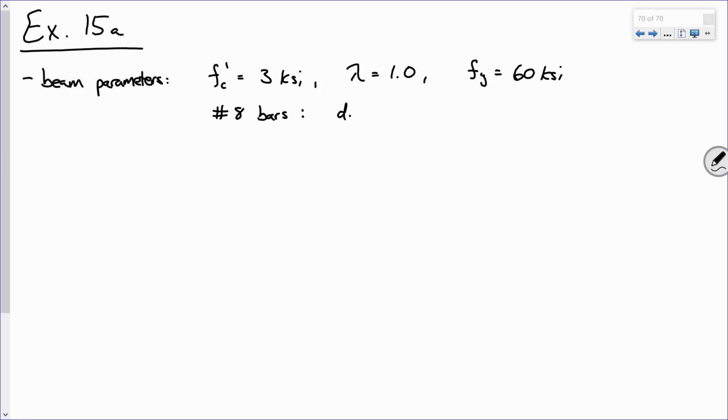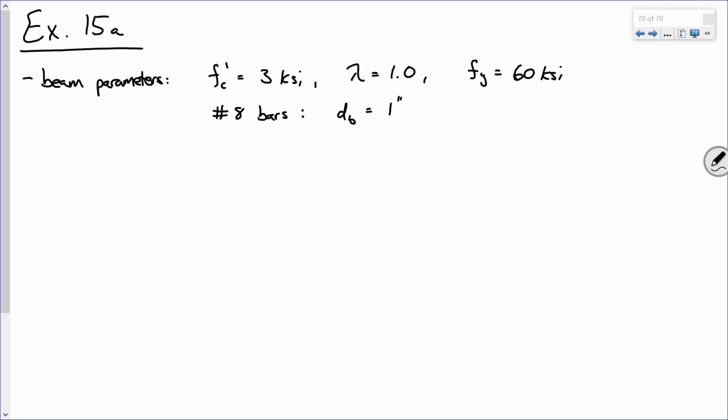So tell me, what is the diameter of a number 8 bar? 1 inch. Remember rebar, from number 3 to number 8, you always take that number divided by 8, and that's your bar diameter. So a number 5 would be 5/8. A number 7 would be 7/8. A number 8 would be 8/8 or an inch.